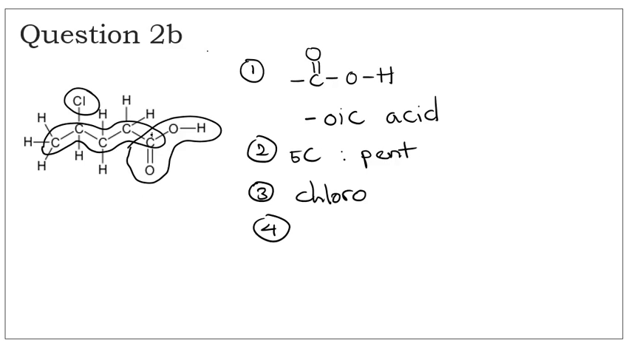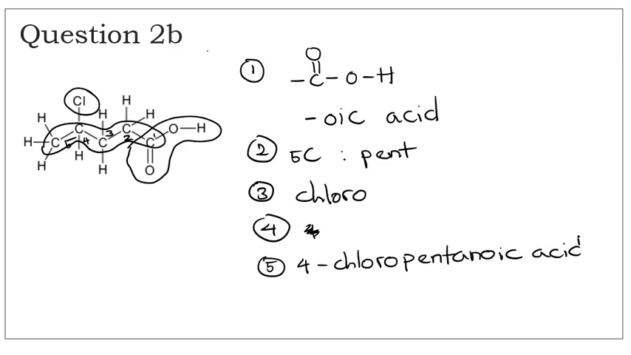So I'm going to start here, and then 2, 3, 4, 5. So you have 5 carbons. The branch is now on carbon number 4. We have 4-chloro. You don't need to indicate the position of the carboxyl group because it's always on carbon number 1. So 4-chloropentanoic acid.